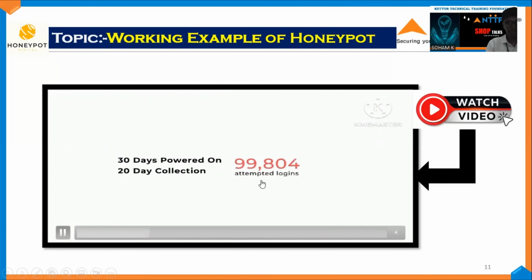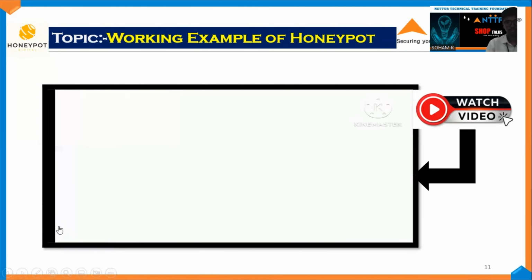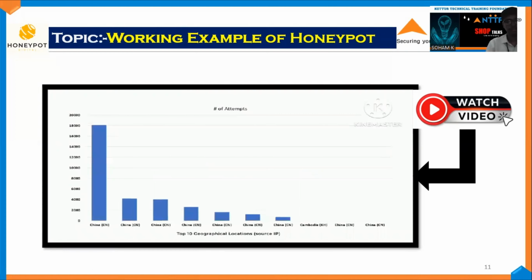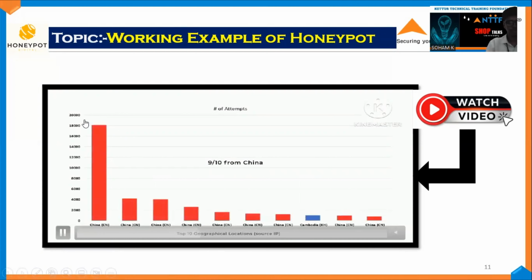The hacker tried to attempt 99,804 times. Top 10 IP geographical locations. These are the geographical locations that the hacker shows, but we cannot say these are the actual geographical locations. This is the time he used, and this is the location where he used it. Cambodia is out of the topic, it is odd, and China is also odd. Here it has shown the percentage, 90 percent.